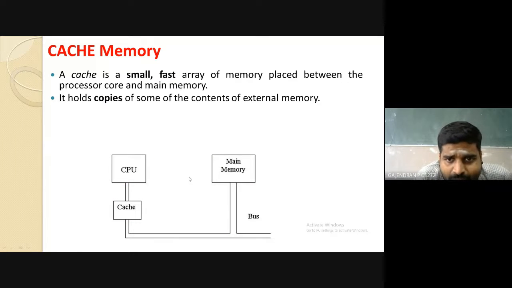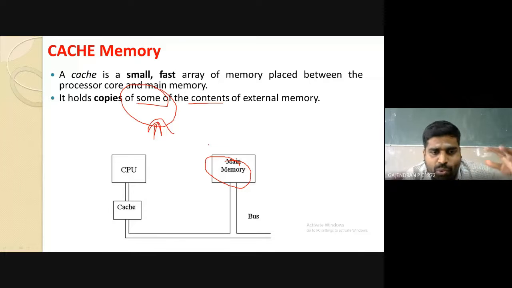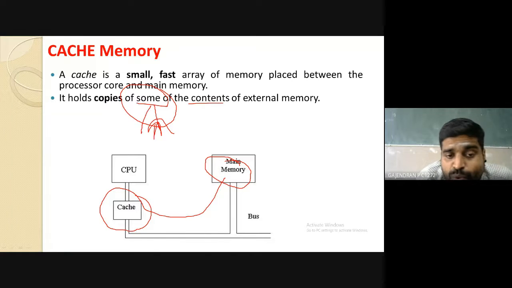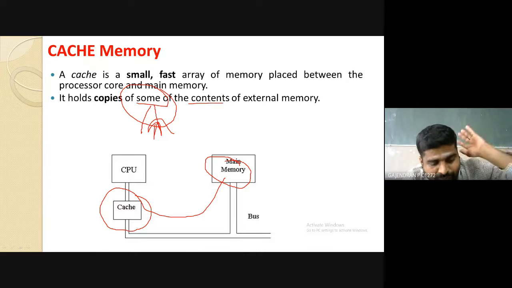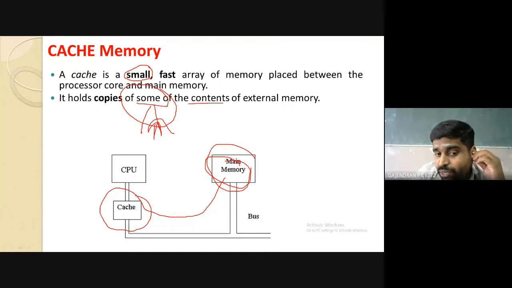Cache holds a copy of your external memory. It is not the whole content, just some content. Can anyone tell me why not the whole content? Why some content? You could keep everything from here, right? Why not whole? Why some? Any idea? The clue is in the first line. Very good. The size is very, very small compared with your main memory. Therefore, it won't store all the information.